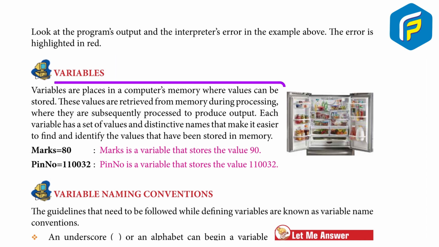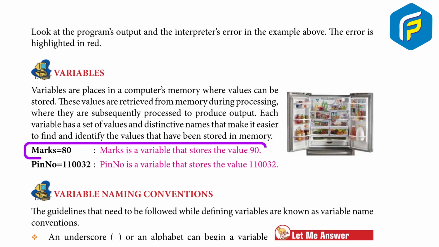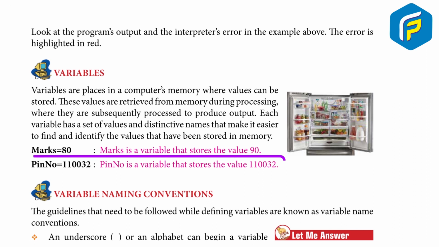Variables. Variables are places in a computer's memory where values can be stored. These values are retrieved from memory during processing, where they are subsequently processed to produce output. Each variable has a value and a distinctive name that makes it easier to find and identify the values that have been stored in memory. Marks is a variable that stores the value 90. Pin number is a variable that stores the value 110032.